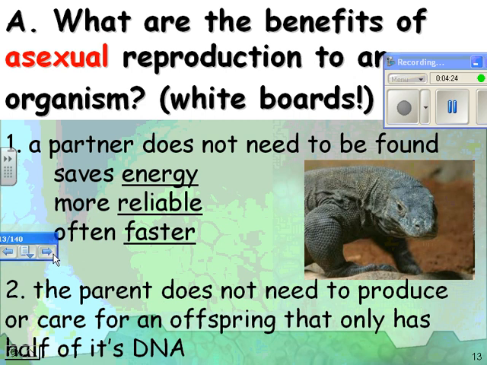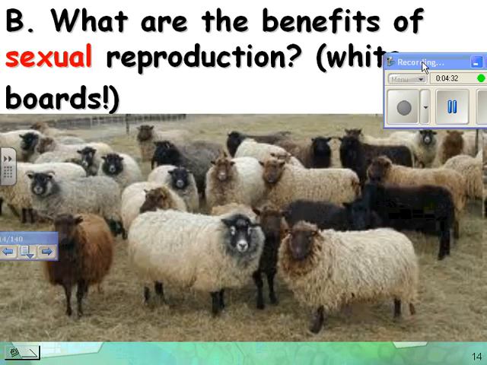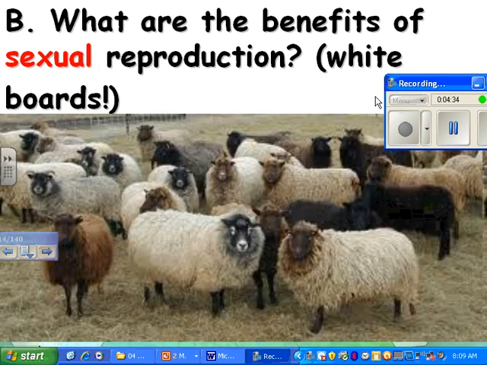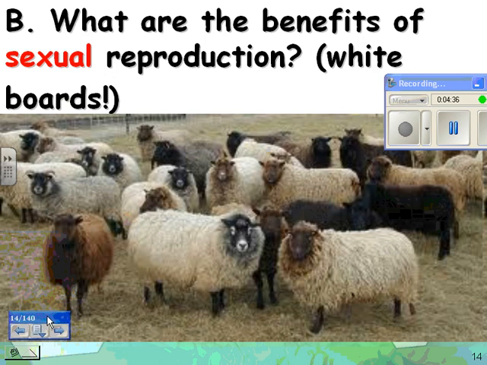So you're producing an offspring that's 100% the same as you, and so you're not investing all of your energy into someone else's baby. So it seems like asexual reproduction is the way to go. However, there are some huge benefits to a sexually reproducing population. So what are the benefits of a sexually reproducing population? Pause this, think about it, and now I'm going to talk about it a little bit.